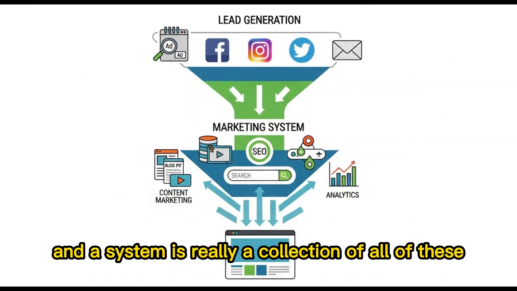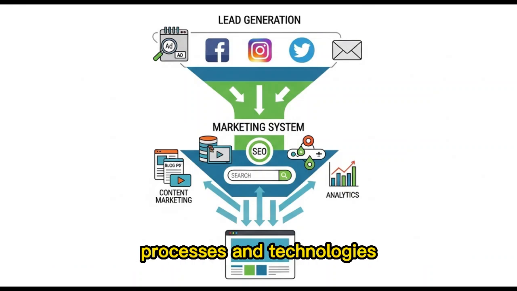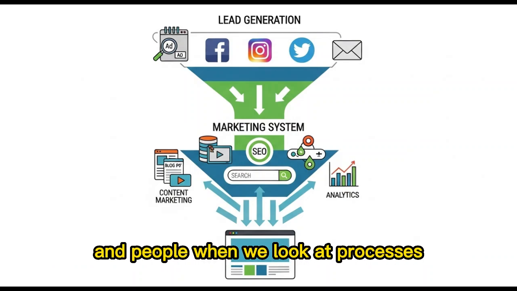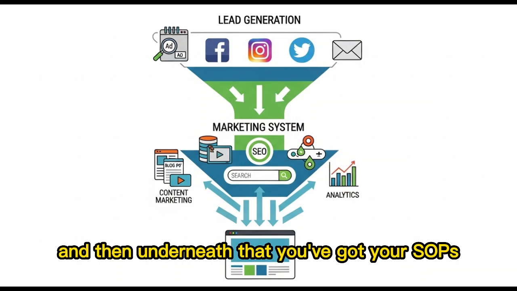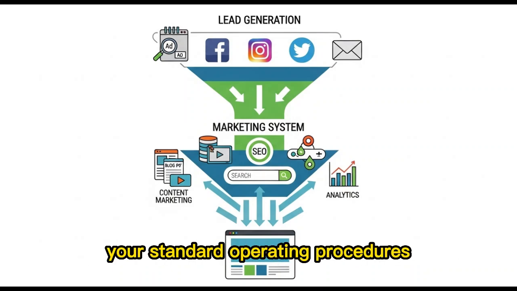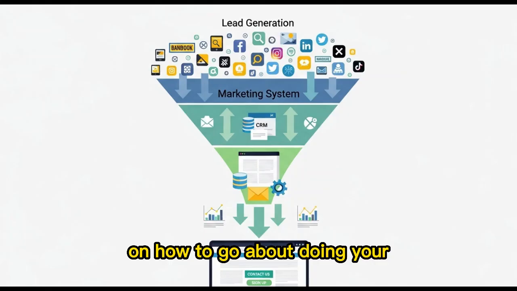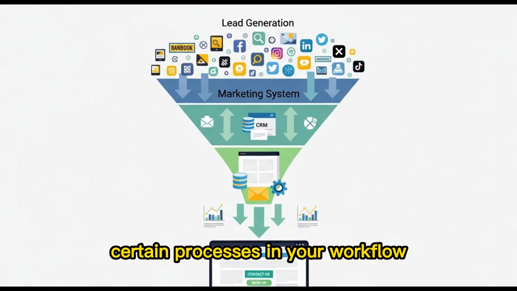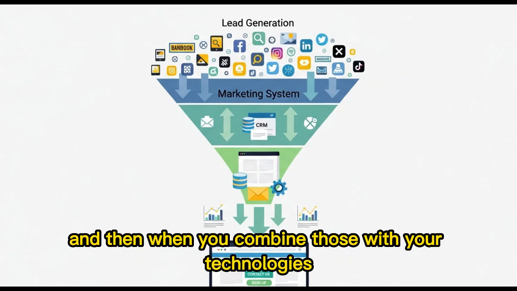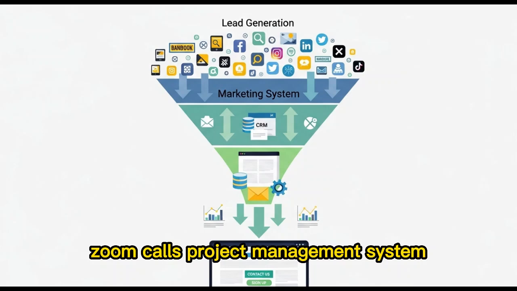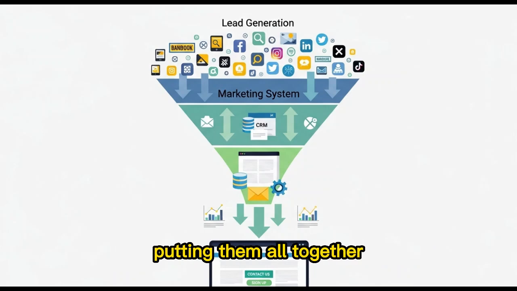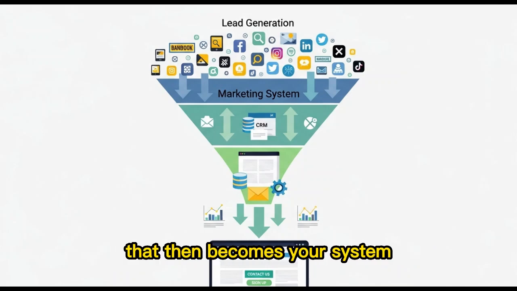And a system is really a collection of all of these processes and technologies and people. Processes are a set of steps, and then underneath that you've got your SOPs, your standard operating procedures, which is a detailed explanation on how to go about doing certain processes in your workflow. And then when you combine those with your technologies, like an email marketing platform, Zoom calls, a project management system, putting them all together, that then becomes your system.